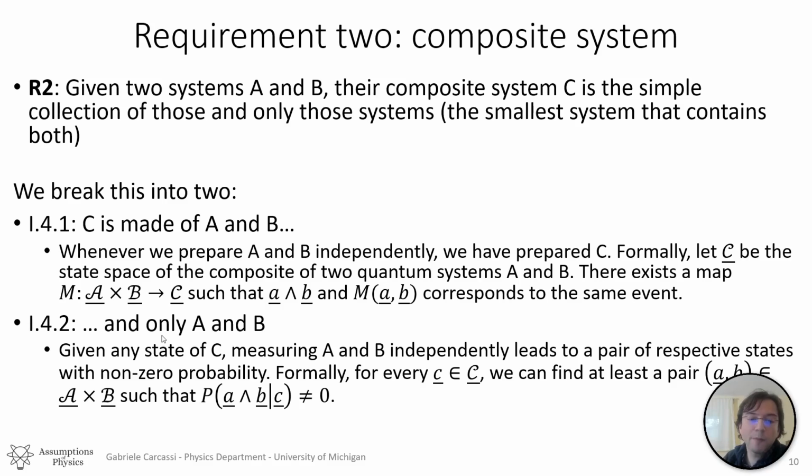Now the second part is going to come from the fact that we only prepare A and B. And if we only prepare A and B, it means that given any state of C, measuring A and B independently must lead to a pair of respective states with non-zero probability. So if we prepare C, we must at least in some cases be able to find A and B. So formally, for every state C of the composite system, we can find at least one pair of states A and B such that the probability of finding A and B, given that we prepared C, is different than zero. So again, you might think that a composite system might have a stronger requirement than that, right? But it turns out that that's enough, so we don't need to require more.